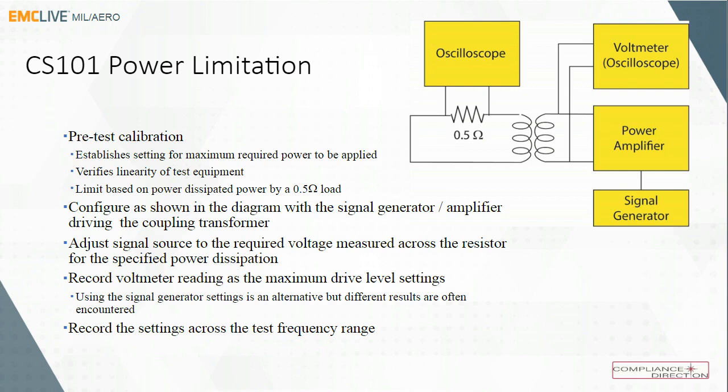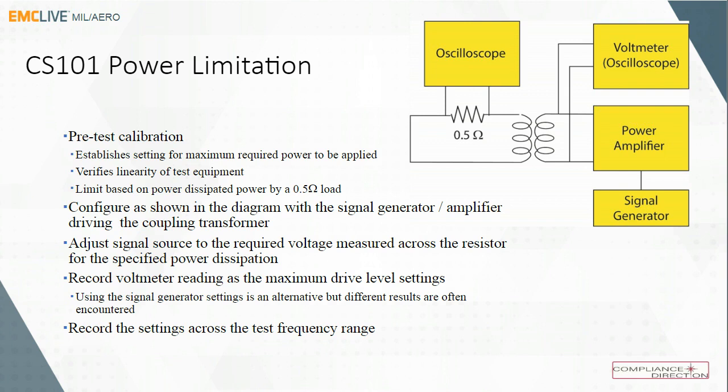There's a lot of information on this particular calibration, etc. And there's an article online in a blog concerning that. There's a link at my website regarding CS101 calibration. Configure as shown in the diagram. Adjust the source to the required voltage measured across the resistor. We normally measure the voltage, so to get at the low frequencies, 80 watts of dissipated power, we're adjusting it for about 6.32 volts on the oscilloscope.